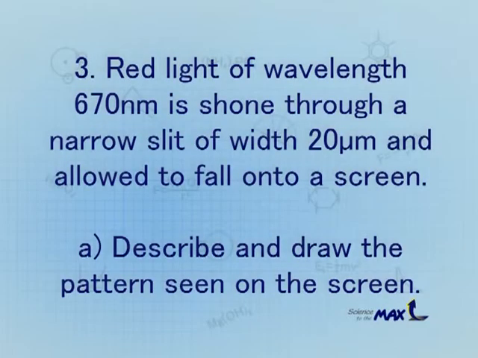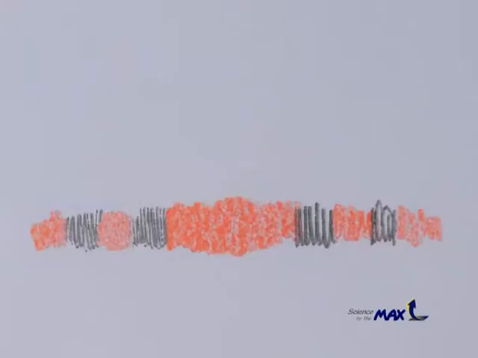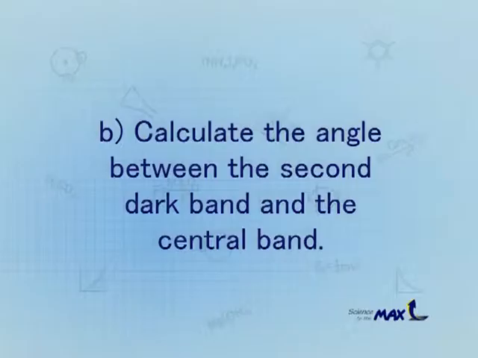Red light of wavelength 670 nanometers is shown through a narrow slit of width 20 micrometers and allowed to fall onto a screen. Describe and draw the pattern seen on the screen. A broad central bright band is seen with alternating dark and light bands on either side. The bands on the sides are less bright and narrower than the central one. Calculate the angle between the second dark band and the central band.